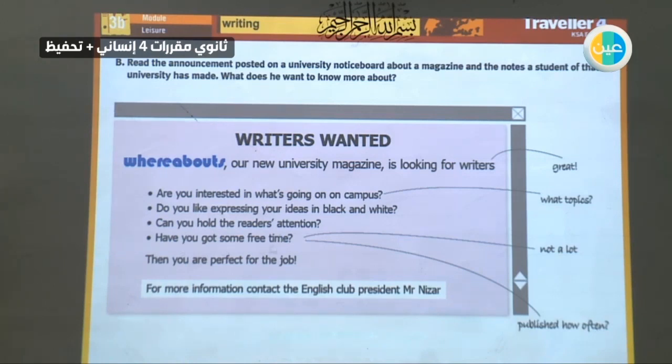Have you got some free time? We have actually here two notes. Have you got some free time? Actually, Faisal doesn't have a lot. He wrote here, not a lot, to remember. And he wants to know how often this magazine is published. Is it every week or every month? So he put these notes to remember and to ask for. Then you are perfect for the job. For more information, you can call us or email us, the English Club President, Mr. Nizar. The man in charge is Mr. Nizar.